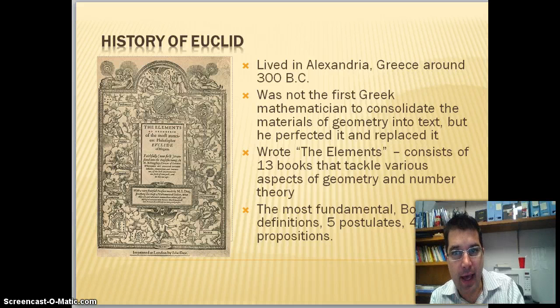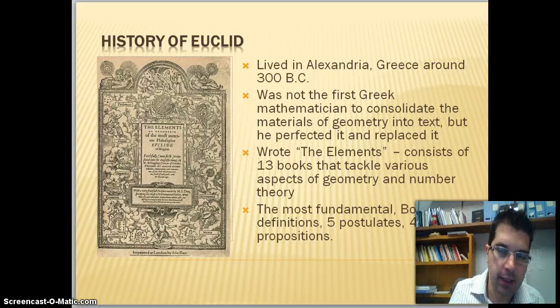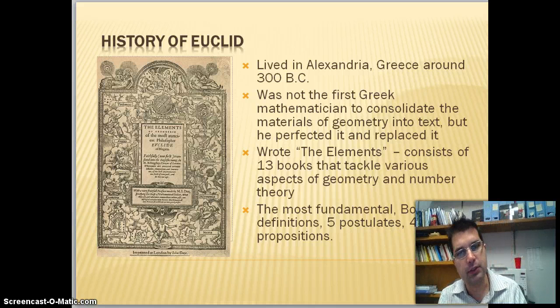The book, The Elements, consists of 13 books. The first one is the one that we're going to be discussing in this class, but it contains all the concepts of plane geometry. There are a lot of other things in the other books, but the course will just cover material from Book 1, which is called here the most fundamental. There are 23 definitions, and there are 5 postulates. In Book 1, there are 48 propositions.